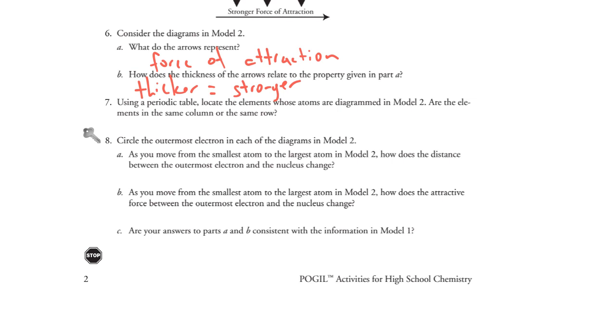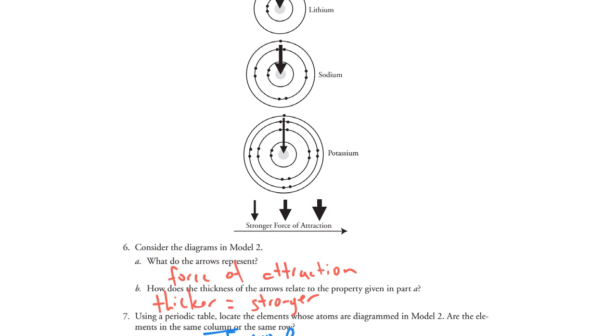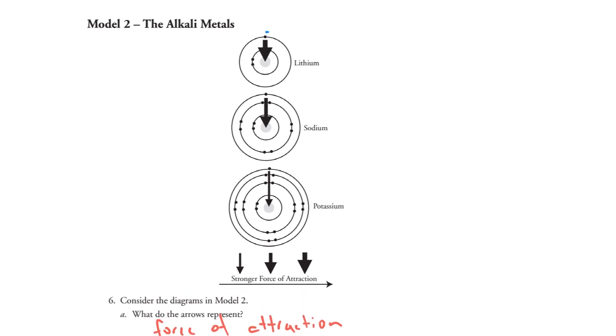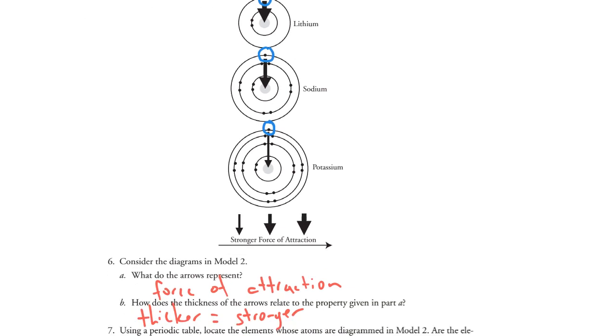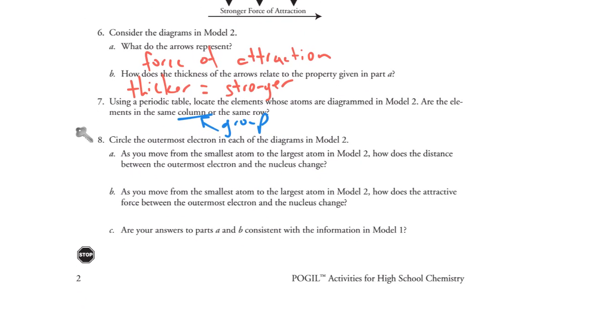Use the periodic table to locate the elements whose atoms are diagrammed in Model 2. Are the elements in the same column or the same row? They're in the same column, which we also call a group. We've rarely called them columns, we almost always call them groups. Circle the outermost electron in each of the diagrams in Model 2. Another word for this is the valence electron. You can have up to 8 valence electrons on an atom, but because these are all in group 1, they all have 1 valence electron.